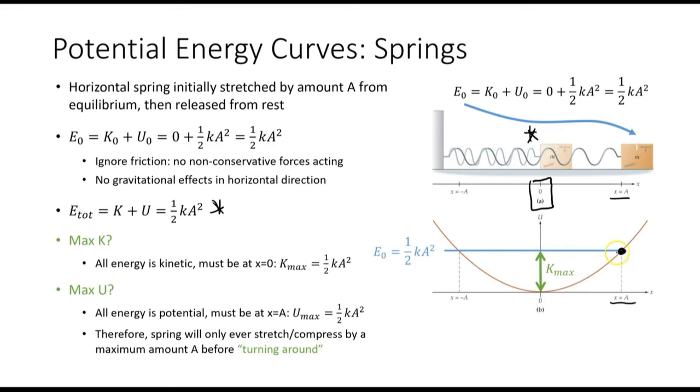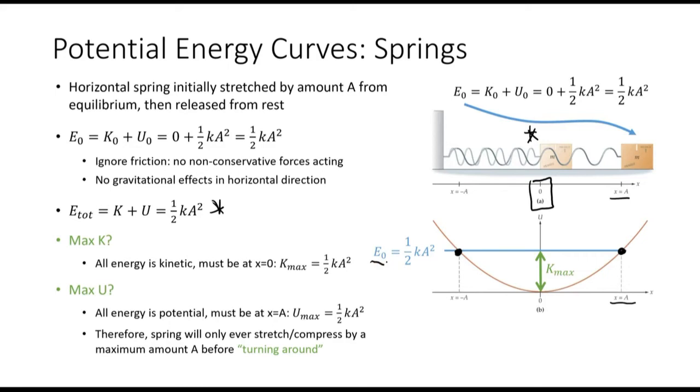And so that's going to be right at the location x equals a. And then you can see it will also happen over here at the location x equals minus a. At both of those 2 points, the potential energy is exactly equal to the total mechanical energy, which tells us that the kinetic energy must be 0 at those 2 points.